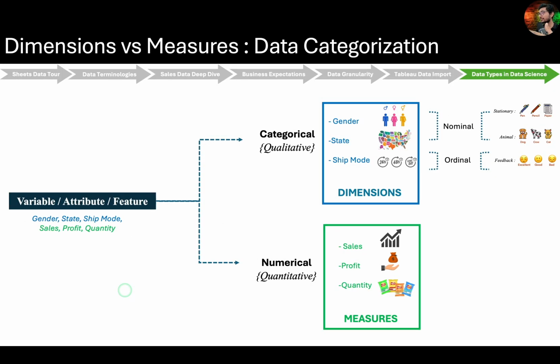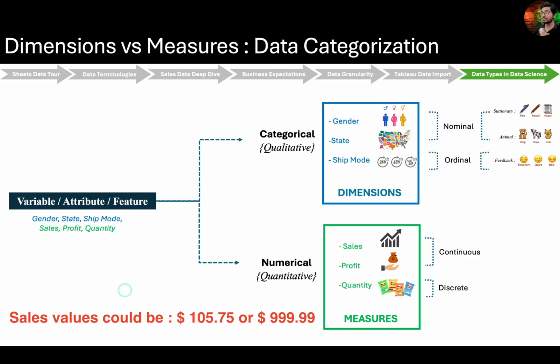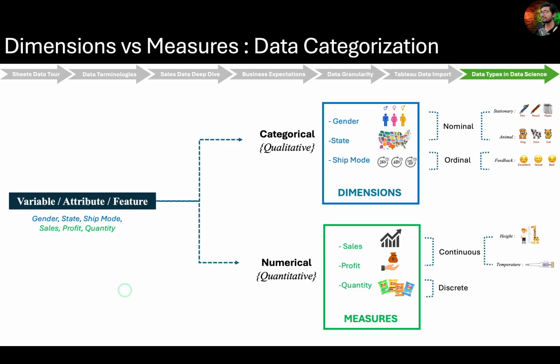Also within numerical features, we can easily classify them into continuous and discrete variables. For example, here sales and profit are continuous features because they can take any value within a range including decimals. A product sale value could be in decimals such as $105.75 or $999.99. It is not just limited to whole numbers. Similarly, a profit can be $52.38 or even minus $12.50. The negative profit value indicates losses. Another example of a continuous variable is the height of a person or a temperature measurement. Both are recorded in decimals.